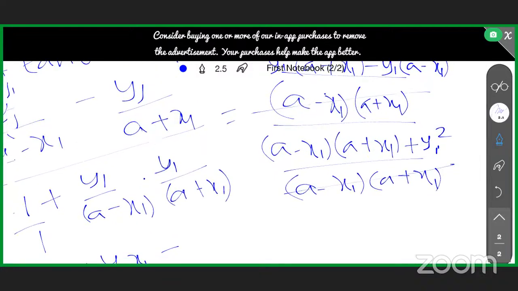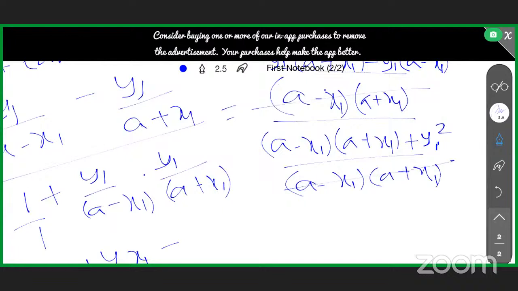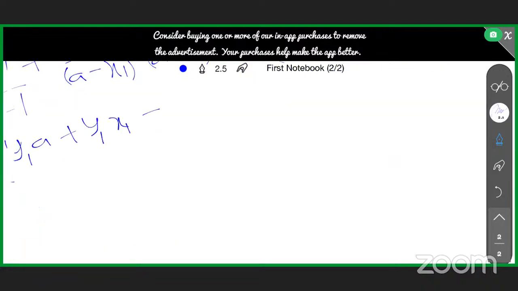That's what I have done here. y1 whole square, y1 into y1 is equal to y1 square. Then what about a minus x1 into a plus x1? See that, cancel.